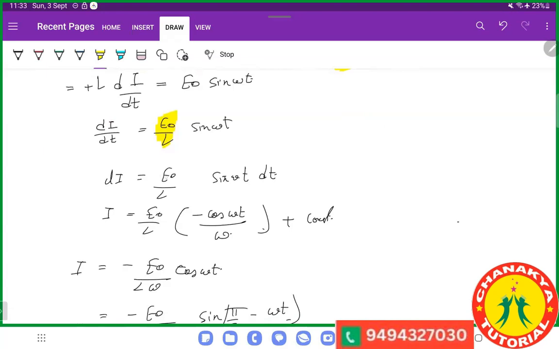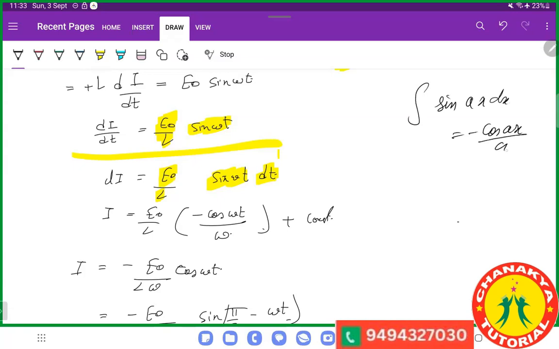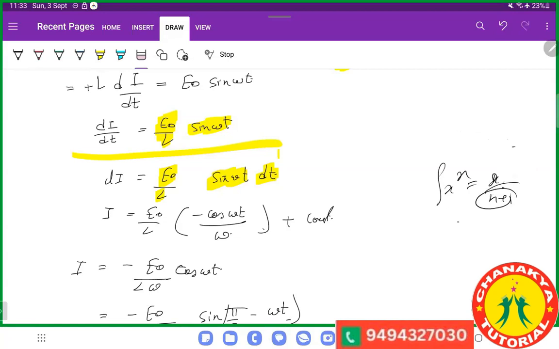L di by dt equals E naught by L sine omega t. If we integrate this, di equals E naught by L sine omega t dt. Integrating sine gives minus cos. The integral of sine AX dx gives minus cos AX by A. Whatever formula we use in integration, this constant term will be in the denominator. If you remember, x to the n plus 1 by n plus 1, we brought this constant term down. Similarly for sine, cos, tan, if we get A as a constant term, we put it in the denominator.